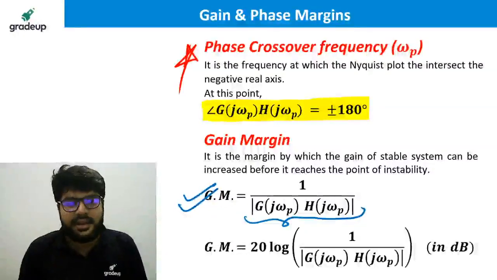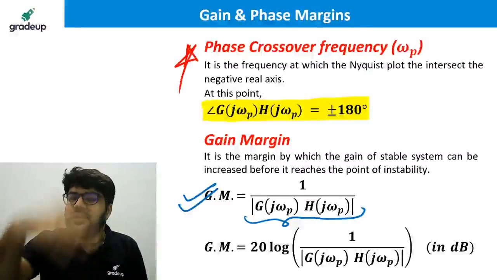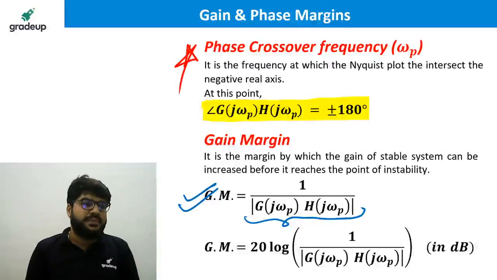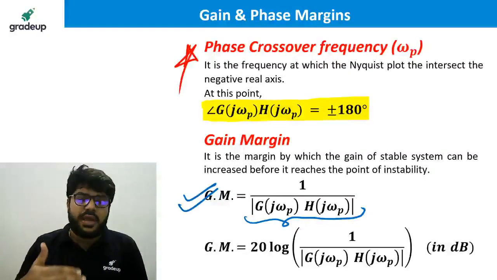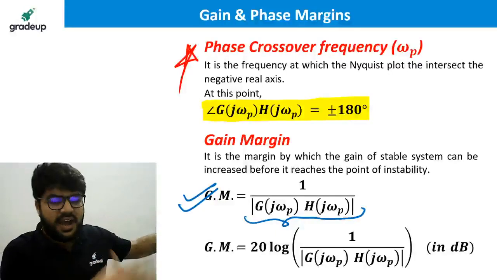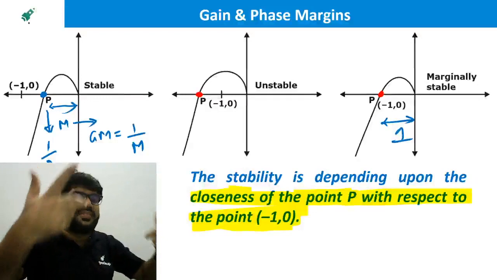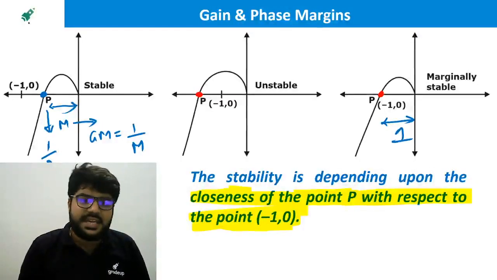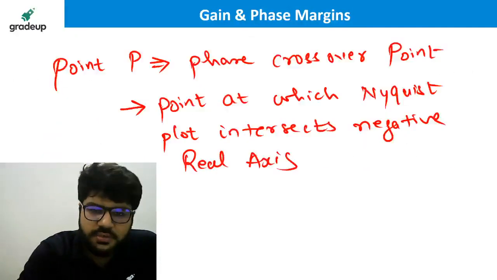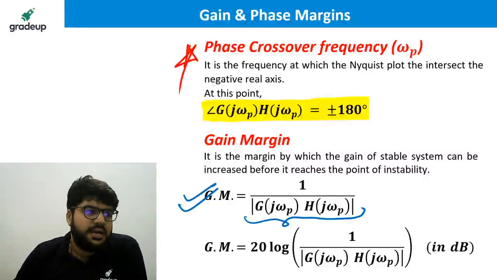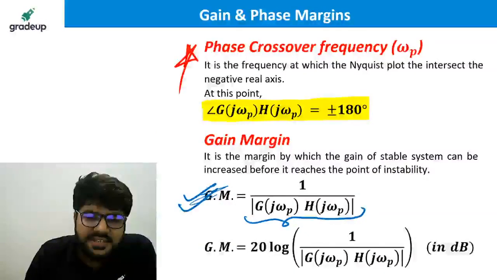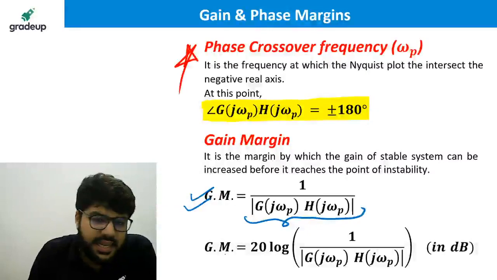You can increase the gain, but up to a certain limit. Beyond that, what does the gain margin give you? It gives you information. Suppose the magnitude was half, like the last example. You can double the gain, but not more than 2 times. Otherwise, the system becomes unstable, and then it is practically of no use.